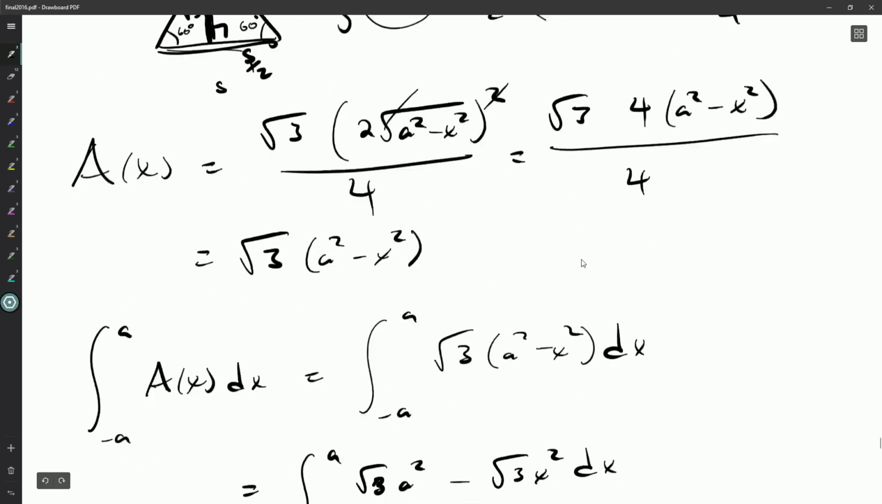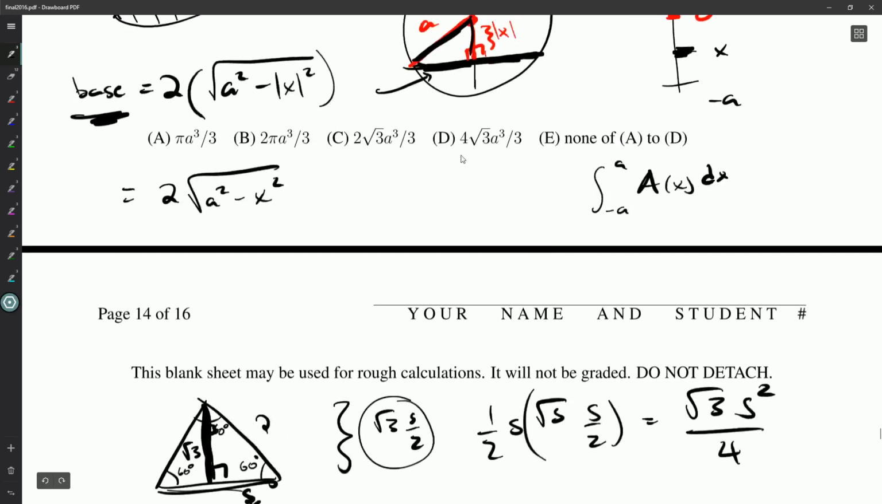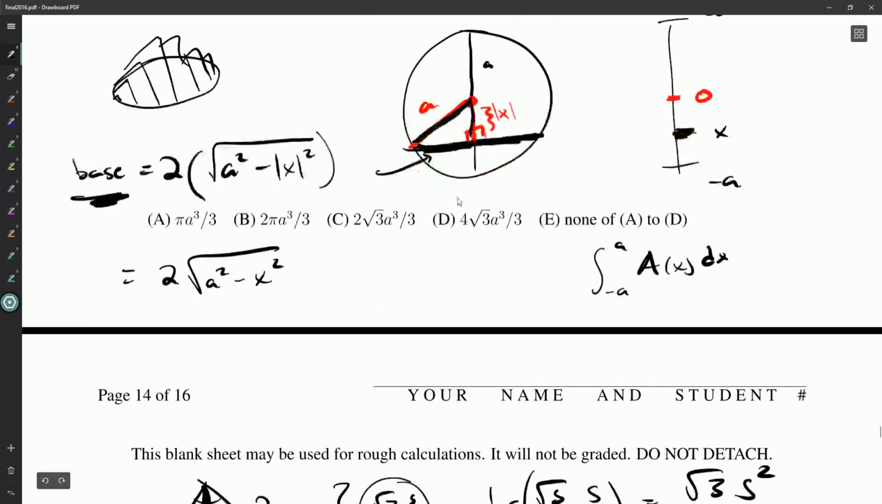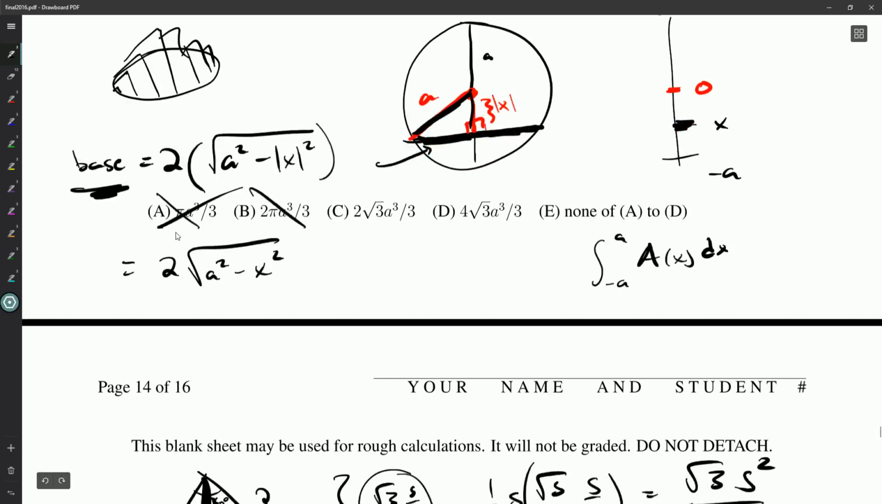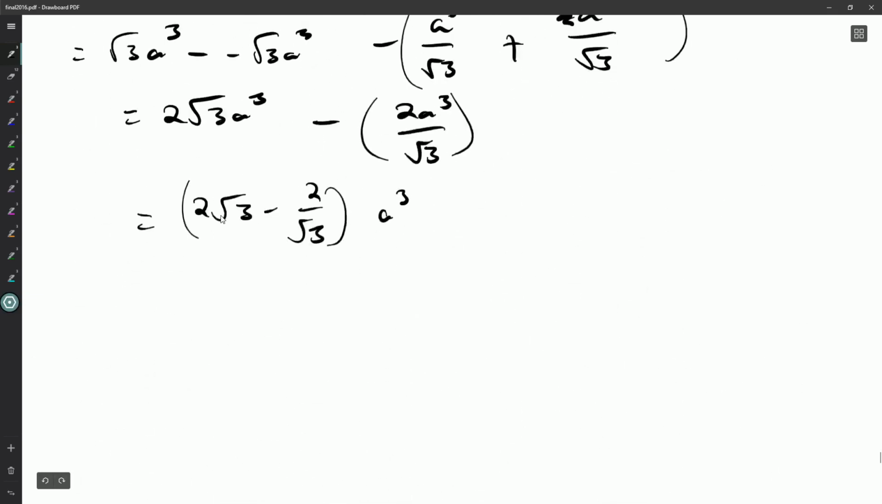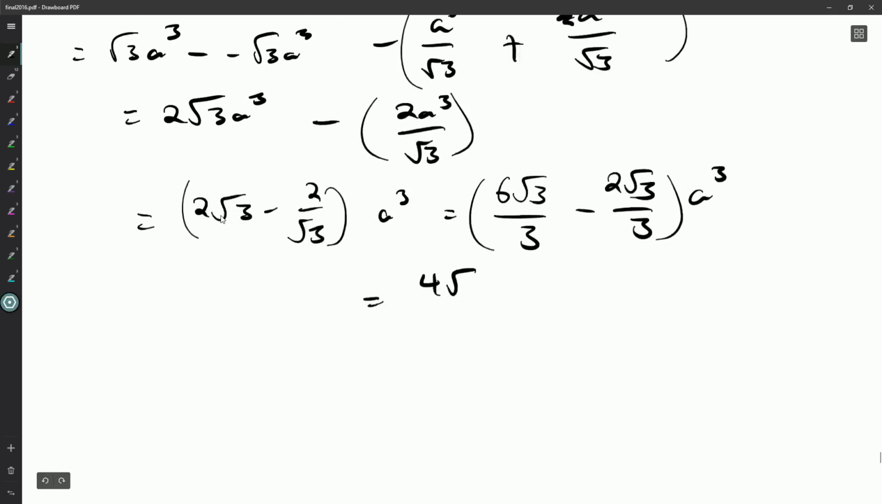A cubed, and now that I've got a single answer, does that actually look like anything that we've got? Now, they have a bunch of pies in here. Oh, no, there are a couple that don't have pies. Oh, for a moment I was a little worried there that I'd misread it and it was a solid of revolution or something. So B and A are right out, just because they've got pies in them. But C and D, they both have a cubed in them. Let's get a common denominator of, let's say, 3. So that'll be 6 root 3 over 3 minus 2 root 3 over 3. And so that would be 4 root 3 over 3, a cubed, and I think that's D.